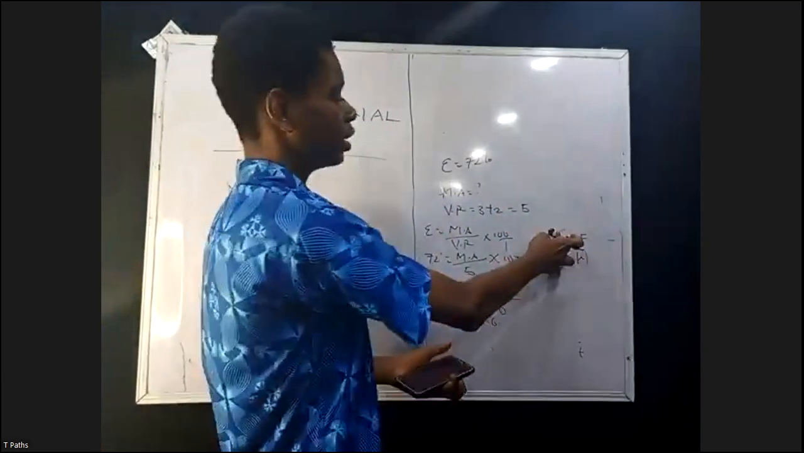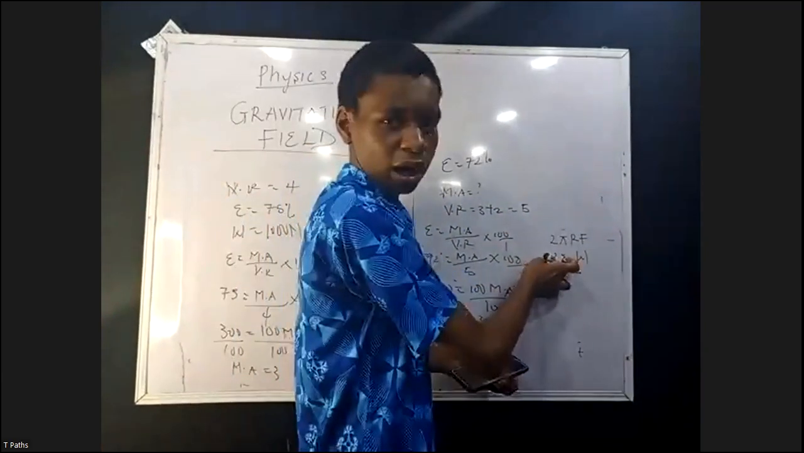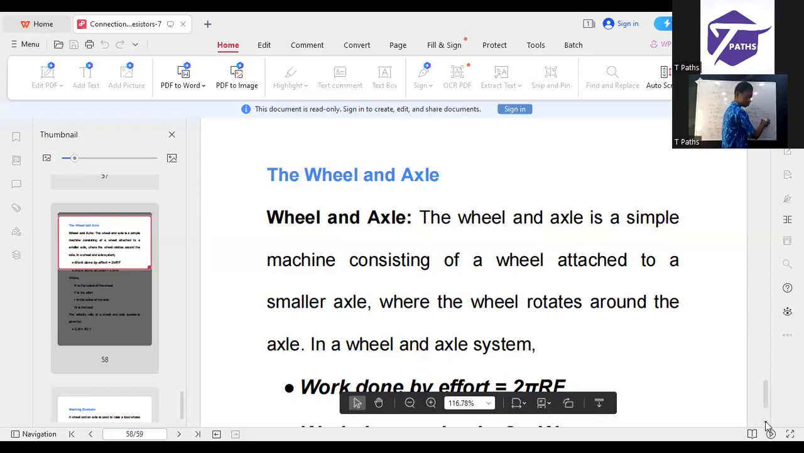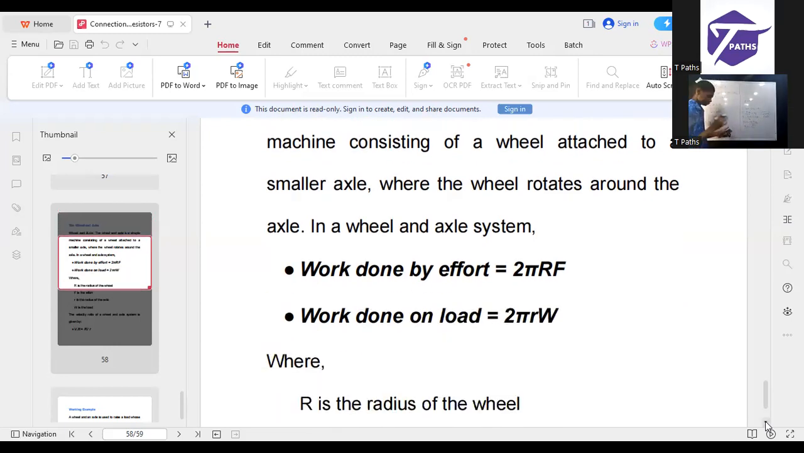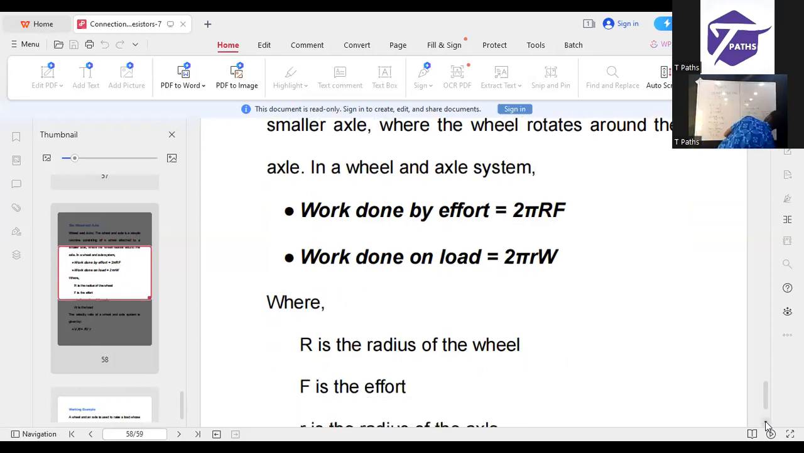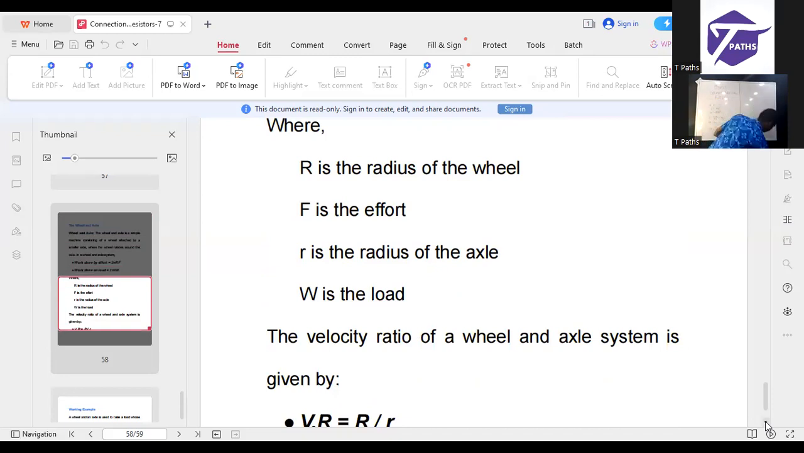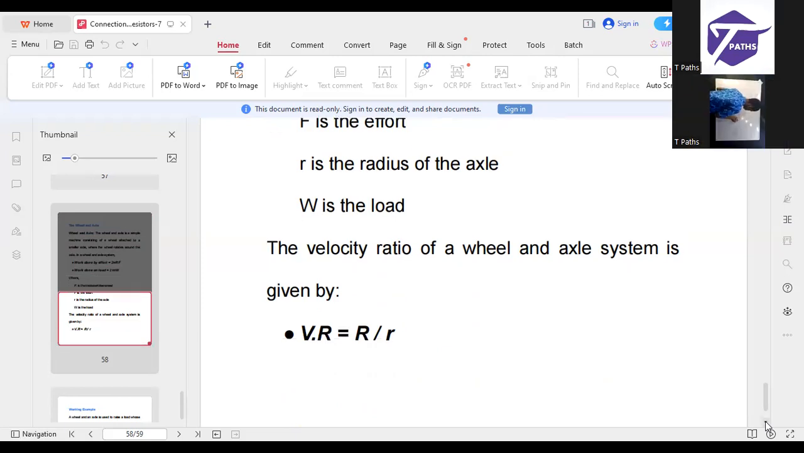Now this capital R here is simply the radius of the wheel, while the small r is the radius of the axle. So the work done by effort is 2 pi R F, while the work done on load is 2 pi r W. That's the small r on the load. Which means the efficiency of a wheel and axle system is going to be 2 pi r F over 2 pi r W times 100 over 1.